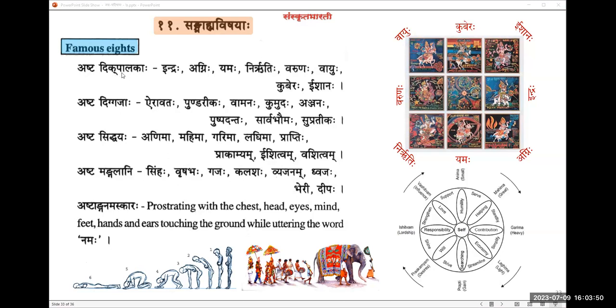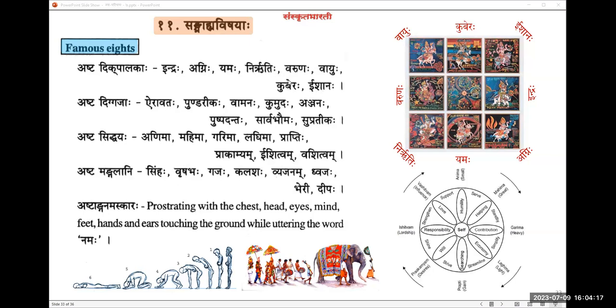Ashtadikpalakaha. So the 8 protectors of the directions. Navagraha, Ashtadikpalaka, these are all famous, no? So Indraha, Agnihi, Yamaha, Nirrutihi, Varunaha, Vayuhu, Kuberaha, Ishanaha. 2 of them already have the direction name. Nirrutihi, Ishanaha. So Nairutyam, Ishanyam, we say, no?